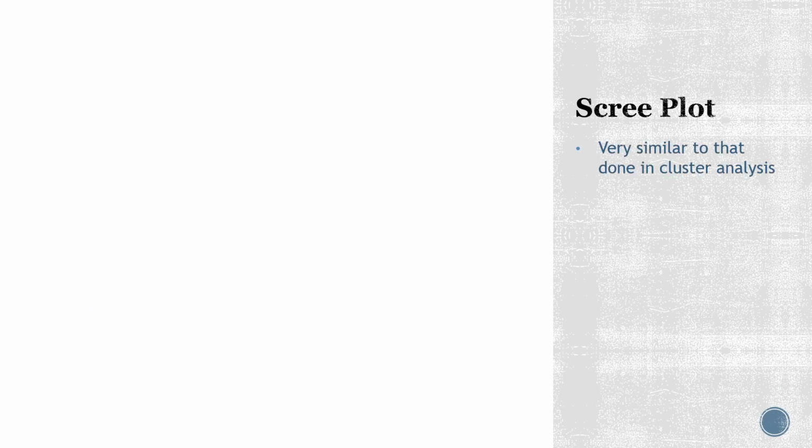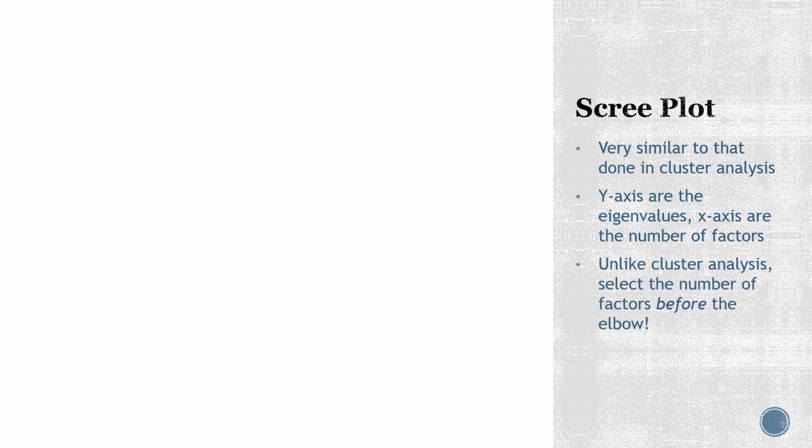So the second method is a scree plot. And again, this is very similar to something that we talk about in cluster analysis, where in cluster analysis, we also look at a scree plot. In our scree plot, the y-axis are the eigenvalues, where the x-axis is the number of factors. But this is an important distinction. Unlike in cluster analysis, when we're interpreting the scree plot, we select the number of factors before the elbow.